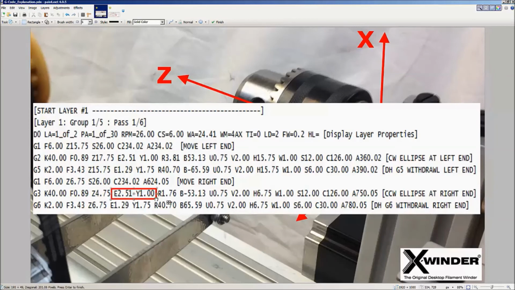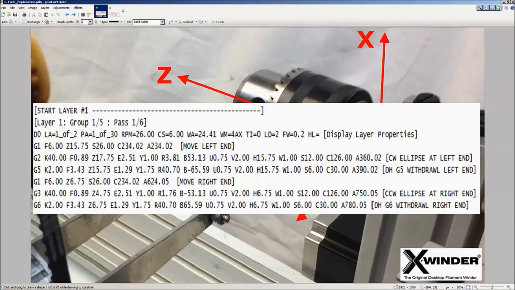Here's the linear movement of the delivery head. Here's the angular movement of the delivery head. Again, here are the ellipse coordinates, U, V, H, and W, and notice that they're the same in the G3 and the G6 because the G3 advances and the G6 withdraws the delivery head. We're moving at 12 RPM through an angle of 126, and when we do so, we have a cumulative angle of 750 degrees, and so on and so forth.